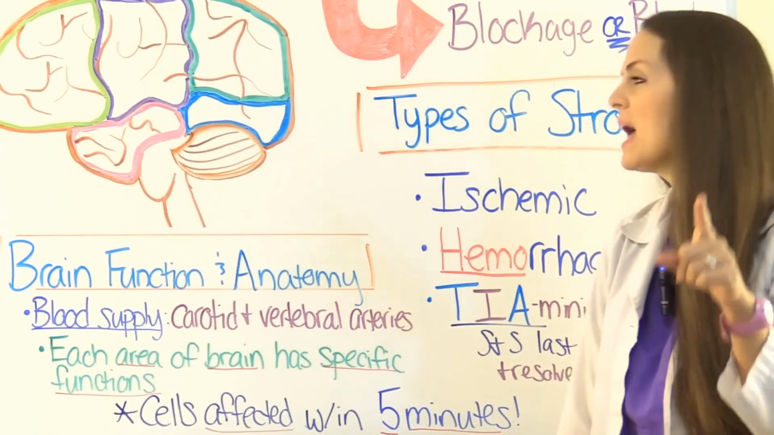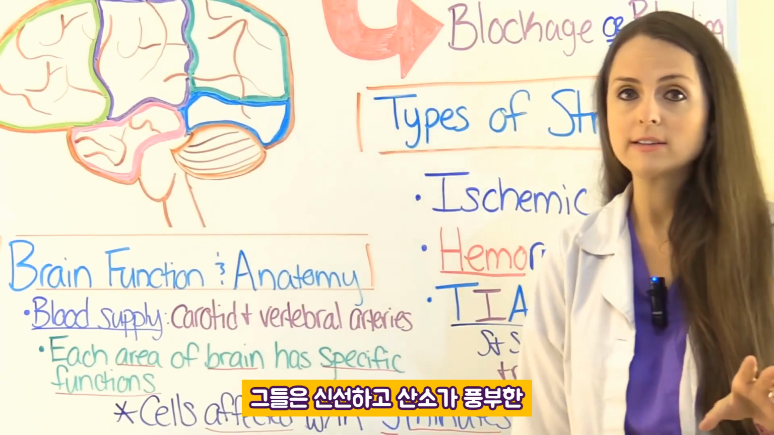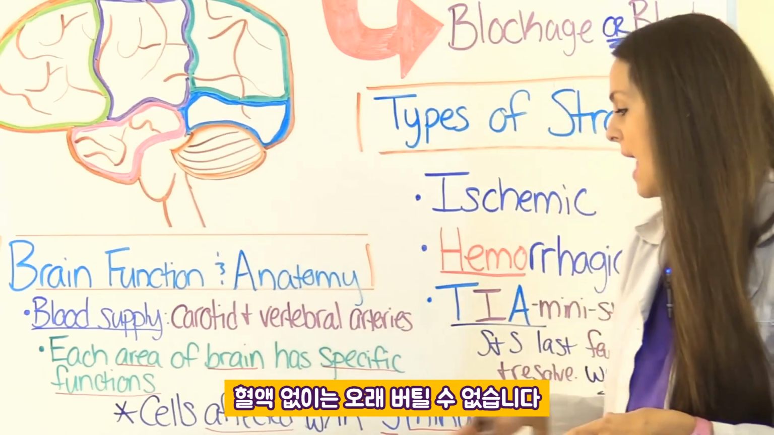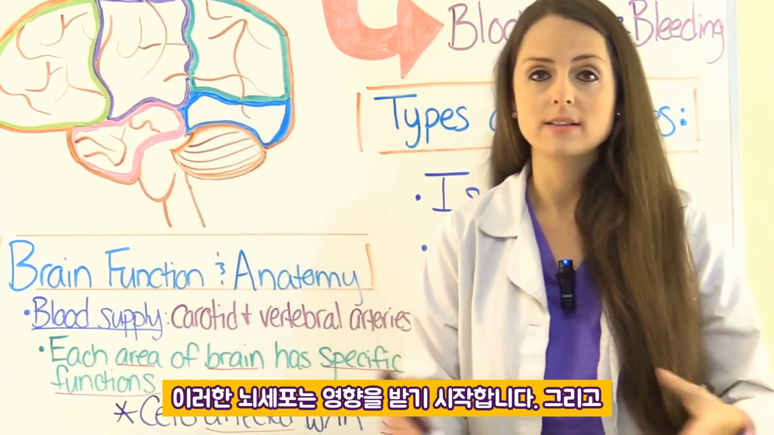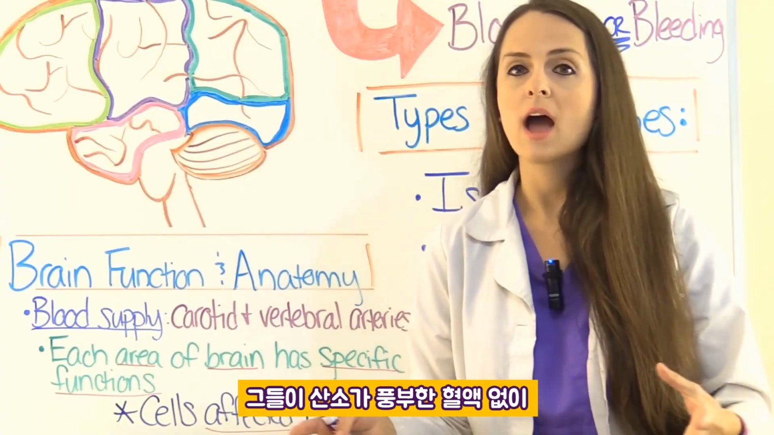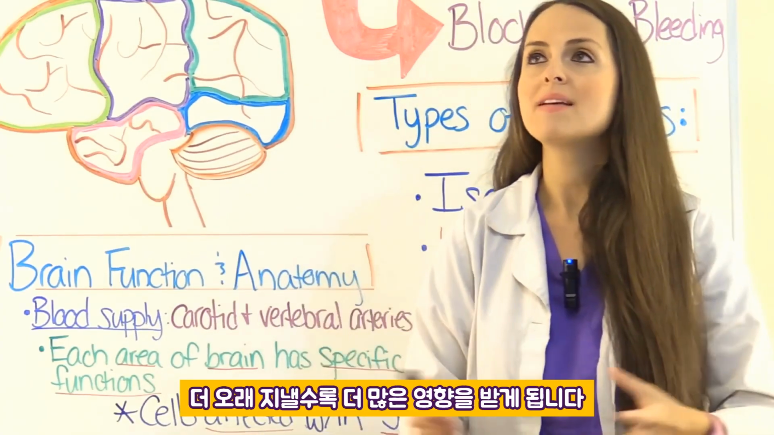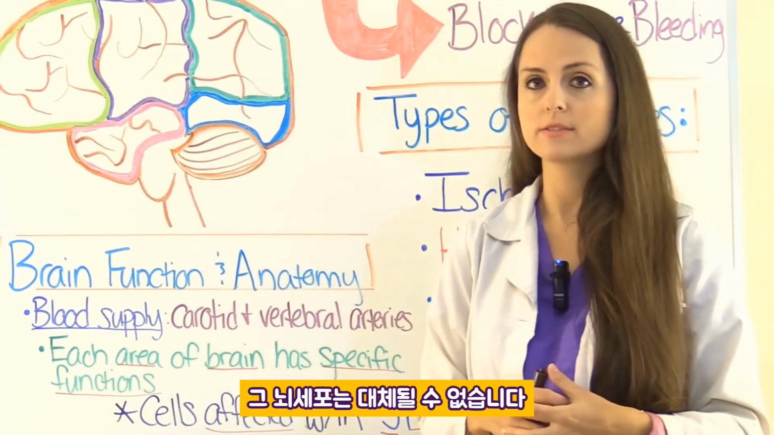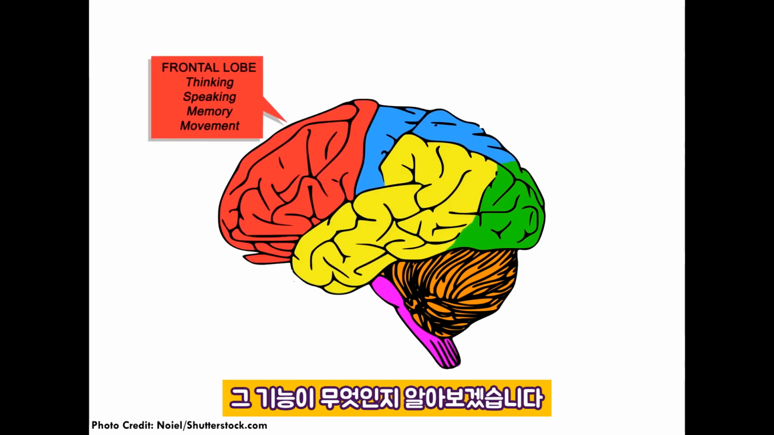on those exams. Now, brain cells are super sensitive. They cannot go very long without that fresh, rich, oxygenated blood. And within as little as 5 minutes, these brain cells start to become affected. And the longer they go without that rich, oxygenated blood, the more affected they become, they can die, and it can be irreversible. There's no replacing those brain cells. So now let's look at the brain, and let's look at each section and see what its function is.